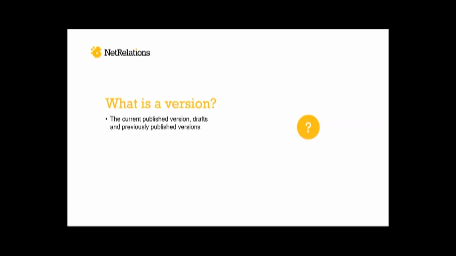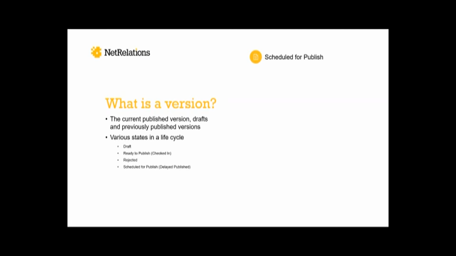So once you create content, it has some various states in a life cycle. A created one is a draft. For a draft, you can say that you want to make it ready to publish, or checked in as it's called in code, which means that you can change this version, and what you can do is either reject it or go straight to publish. You can also schedule a content to publish, which means that, for example, 12 o'clock tomorrow morning, it's going to be published. So we're going to keep the current version until then.